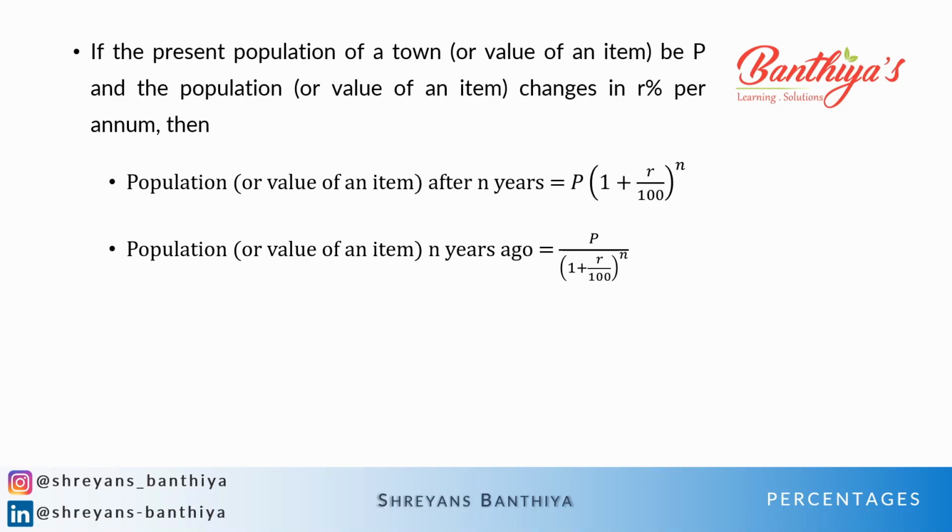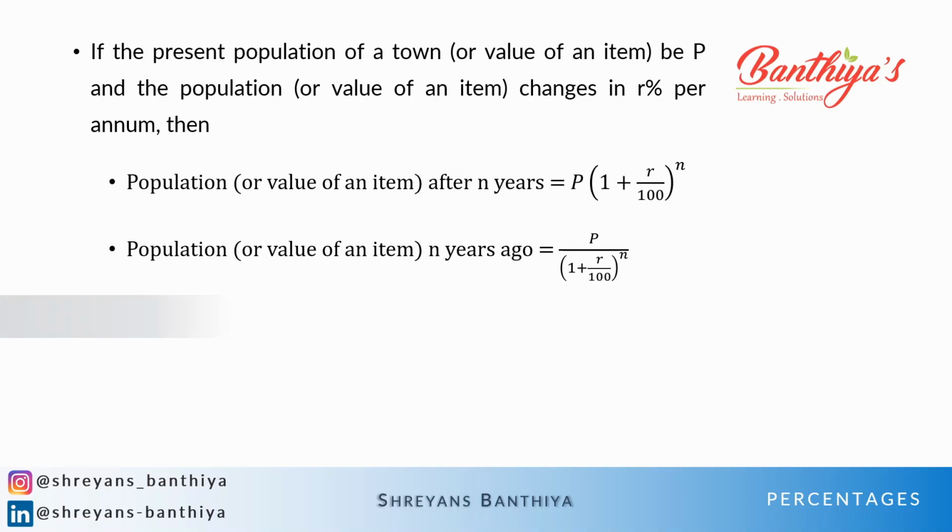So right now just remember this formula: population after n years equals P in bracket 1 plus R by 100 raised to n, where n is the number of years. And for the population or value of an item n years ago, that is, when we want to go into the past, P is the present value, and dividing by that common factor 1 plus R by 100 raised to n will give you the population or the value of the commodity n years ago.